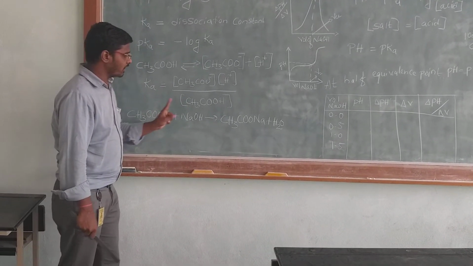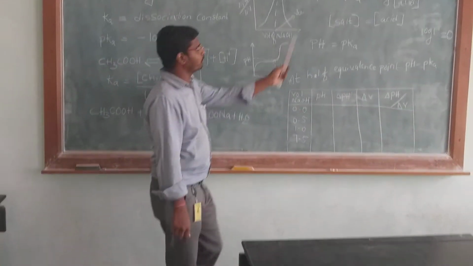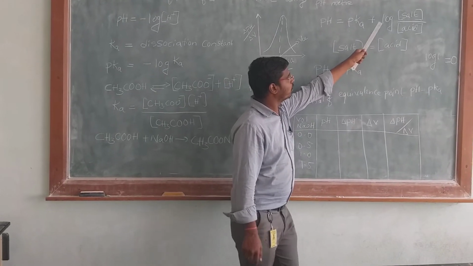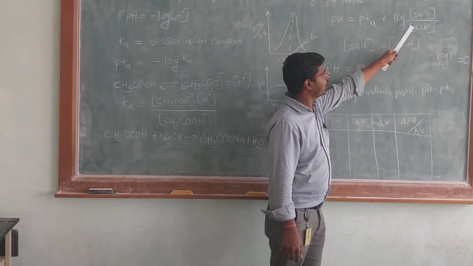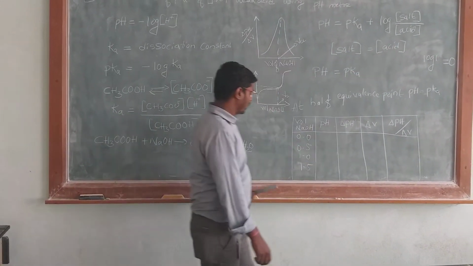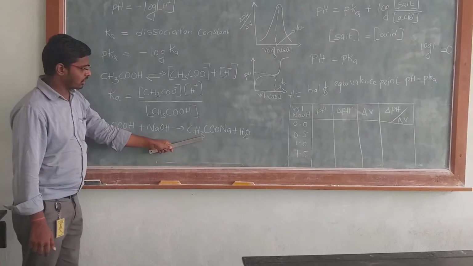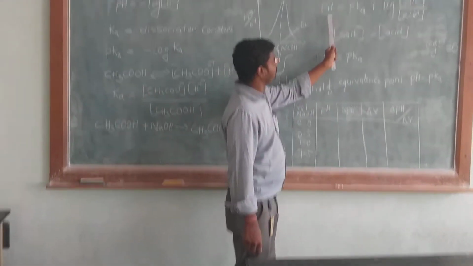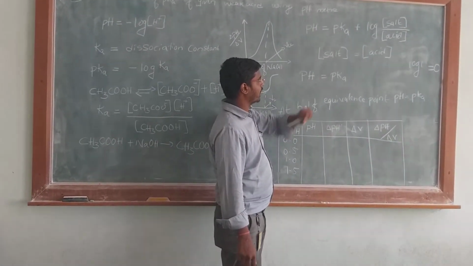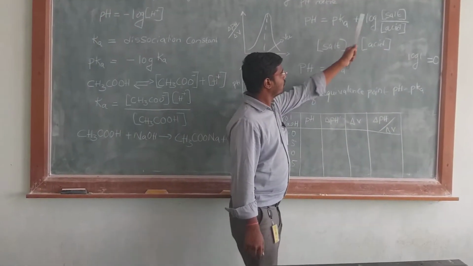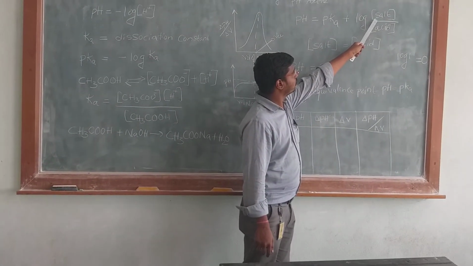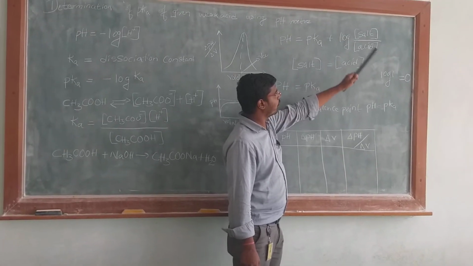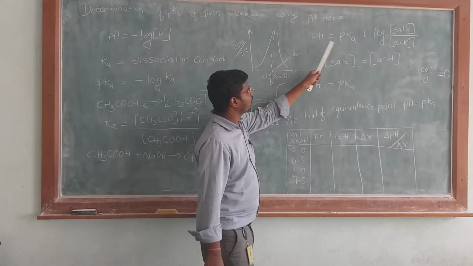And pH is related to pKa by the equation pH is equal to pKa plus log of molar concentration of salt divided by molar concentration of acid. Here the product is salt and the reactant is acid. So when this ratio, the molar concentration of salt divided by the molar concentration of acid, is 1, then pH will become equal to pKa.